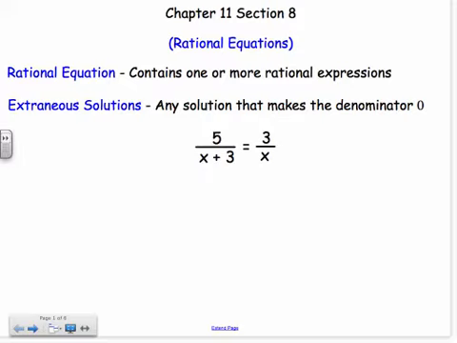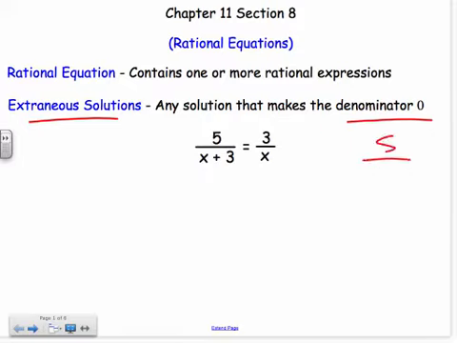First thing, when we get through and solve, I can't have any extraneous solutions. That's what we call this term right here, extraneous solutions. It's basically if I solve and get a solution that makes the denominator 0, I can't use it because it's an extraneous solution. So if I got x to be negative 3 or 0 here, which it's not, it would make my denominator 0, but that doesn't work, because I can't divide by 0.